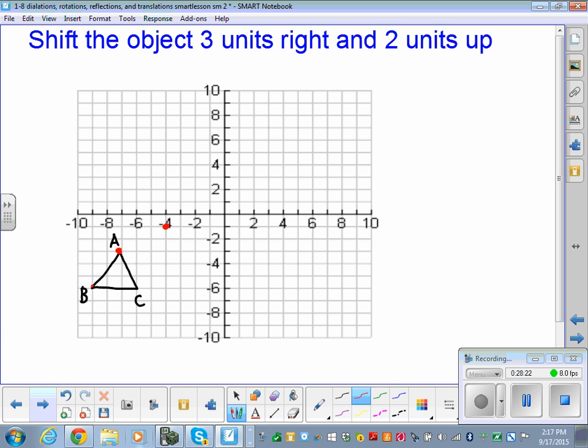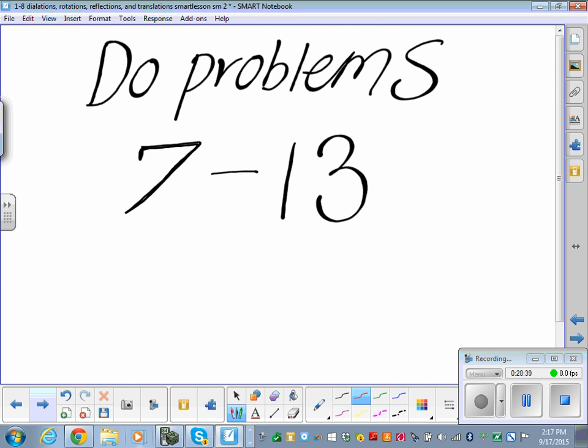And then I'm going to go with B next. So right 1, 2, 3, up 1, 2. There's B. That's where B moved. C. Right 1, 2, 3, up 1, 2. And now I have my new image. So translating is the easiest. Does everybody get that?